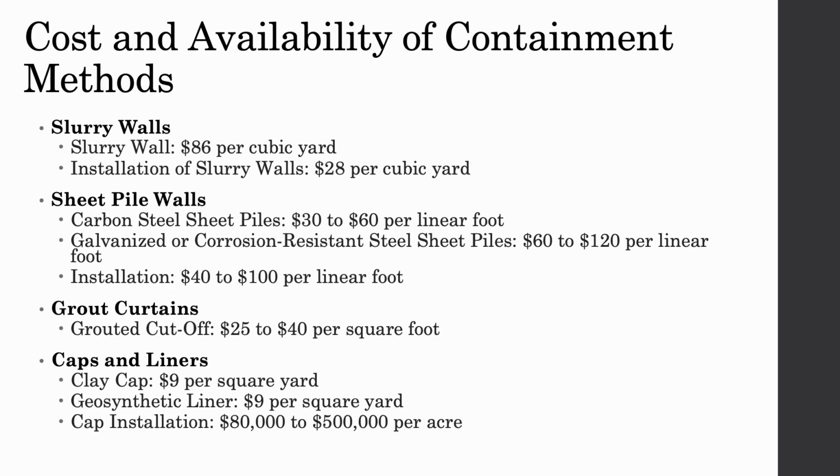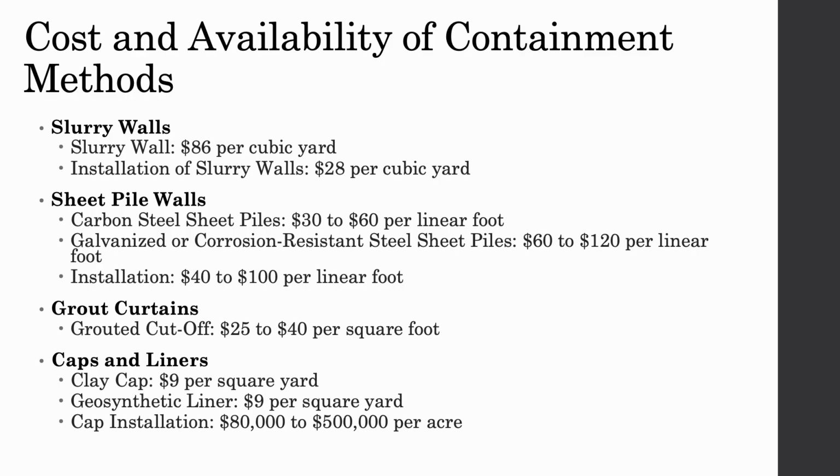When it comes to containment methods, costs can vary widely depending on the site conditions, materials, and installation complexity. Starting with slurry walls, the material cost is around $86 per cubic yard, and installation can cost an additional $28 per cubic yard. For sheet pile walls, carbon steel sheet piles range from $30 to $60 per linear foot, while galvanized or corrosion-resistant options can be between $60 and $120 per foot. Installation adds another $40 to $100 per linear foot.